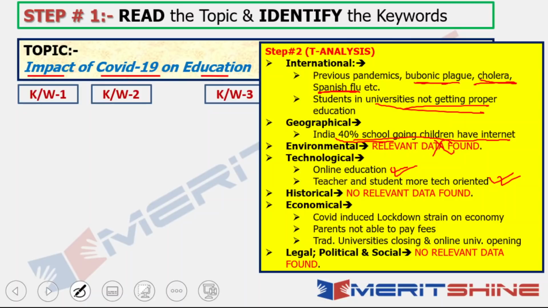Then economical things, points that came to my mind. First of all, for COVID across the world there was lockdown, and lockdown created a strain in economy, and the automatic result of that is parents are not able to pay fees. Also, I happen to remember that some traditional universities were closing down or had declared bankruptcy. More importantly, financial exigency is what they called it in the United States. And online universities like University of the People are opening up, with courses at almost 20%, 15% of the price that was there in the traditional university.